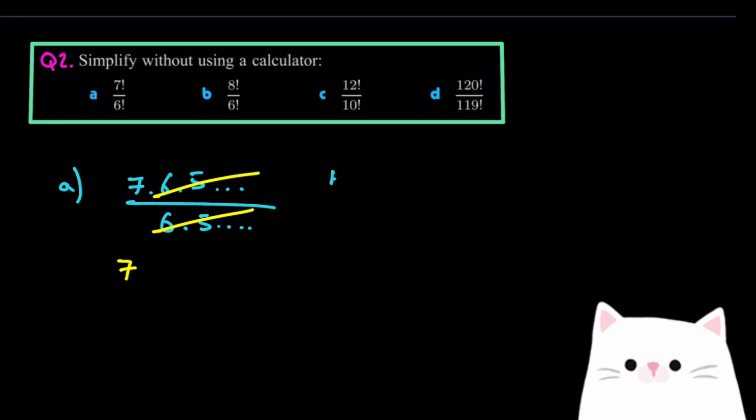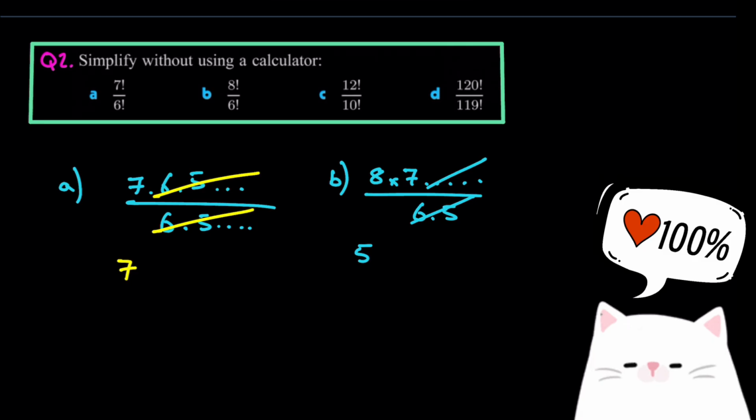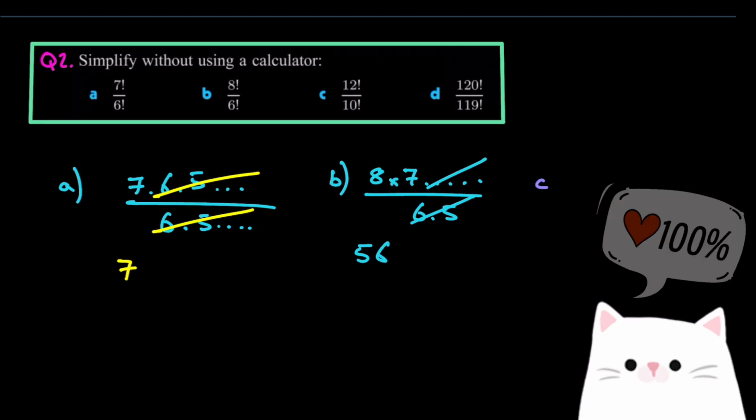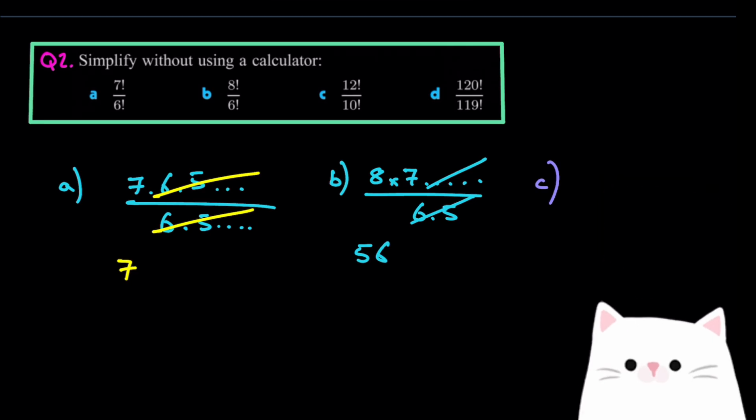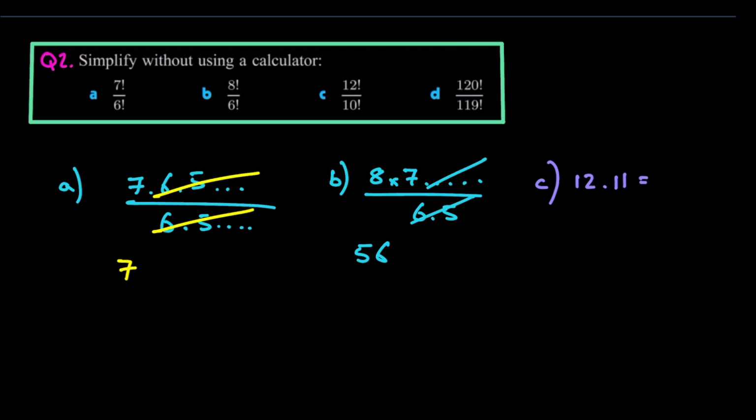Okay, let's go and have a look at part B. So that's going to be 8 factorial over 6 factorial. So that'll be 8 times 7, and then all of the rest are going to cancel out with the ones on the bottom. So that'll be 6 times 5. So they're all going to cancel, leaving us with 8 times 7, which is 56. Okay, part C, 12 factorial over 10 factorial. So that'd be 12 times 11, which is equal to 132.